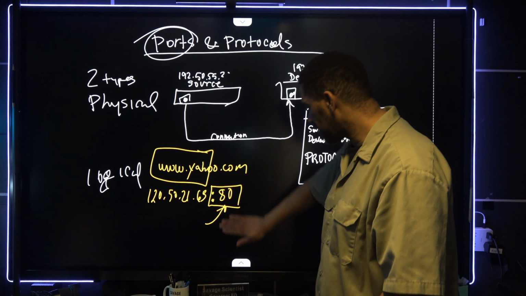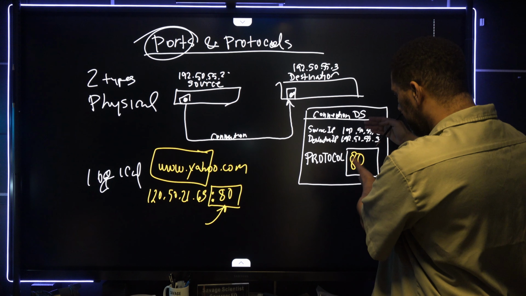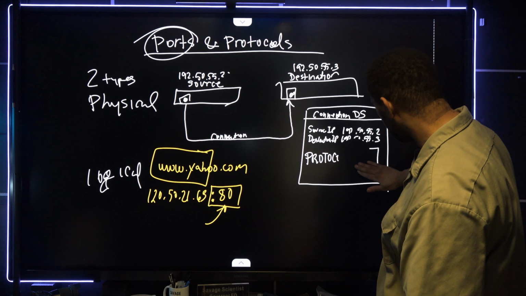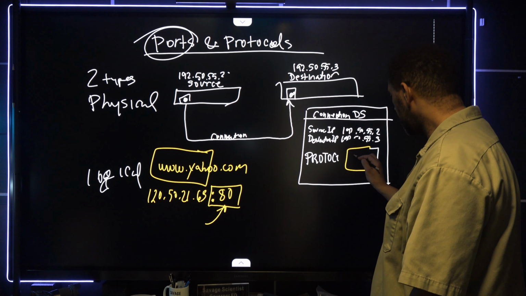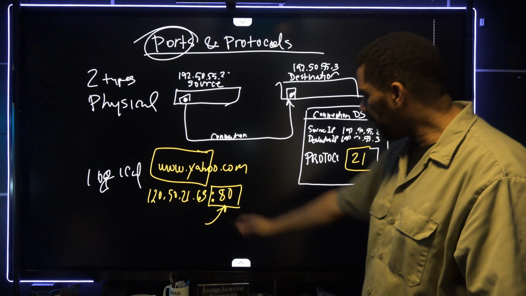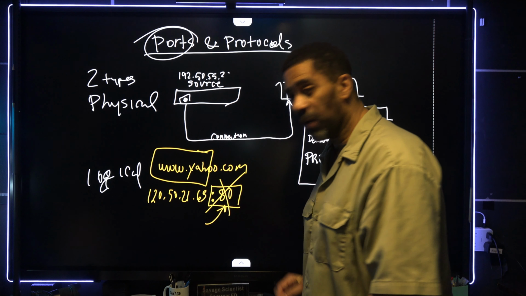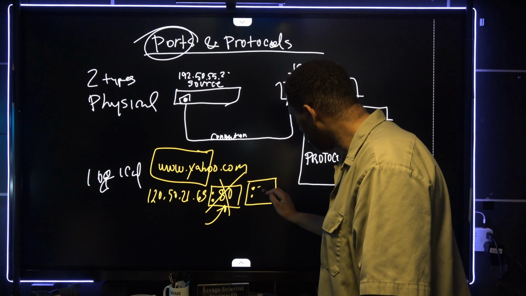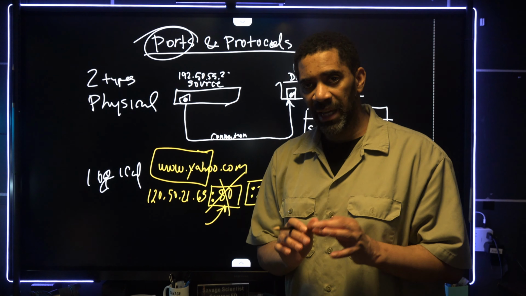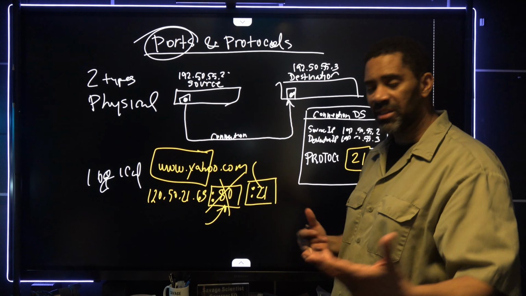So let's say that this is another service that's running. You might see something like 21. That means that we are actually going to tell the Yahoo web server that we want port 21. So guess what that means? This port is telling us a service that's running or listening on our server.